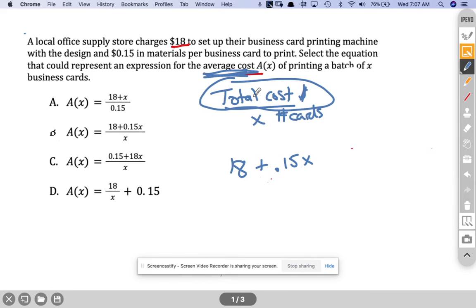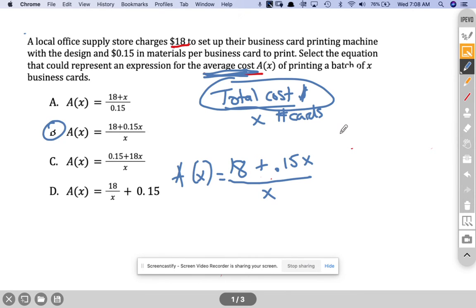But when we talk about this average, we've got to divide it by the number of cards, and that's going to change because that's x, right? If we print two cards, we're going to divide by two. If we print 20 cards, we're going to divide by 20, and so on and so forth. So average is the total cost of each card up top divided by the number of cards. So in this case, the answer is going to be B.